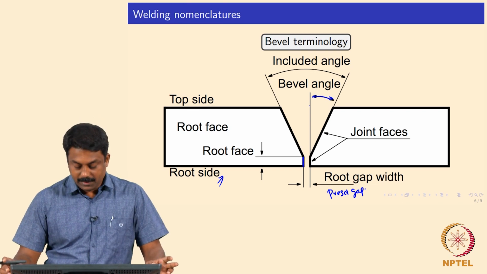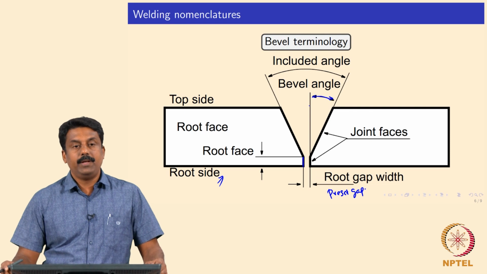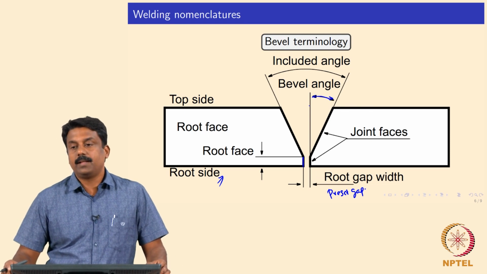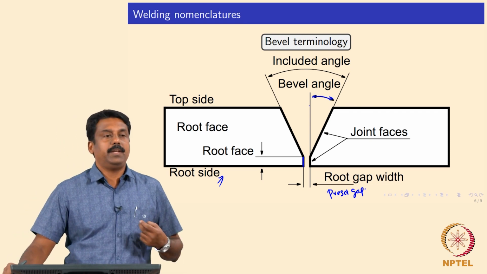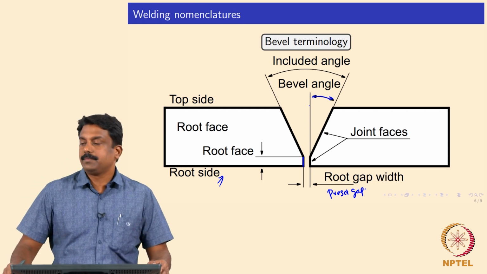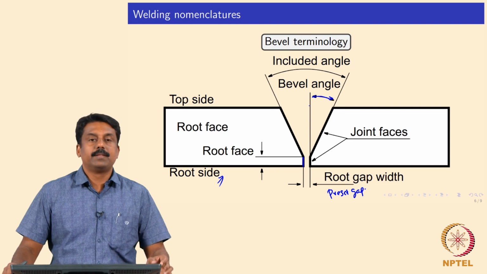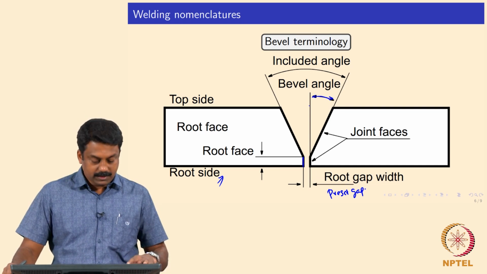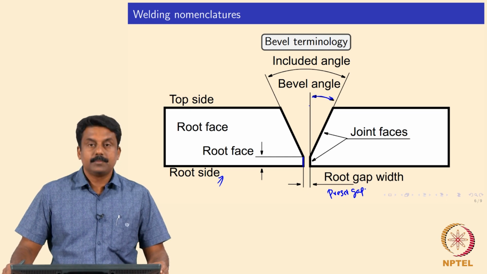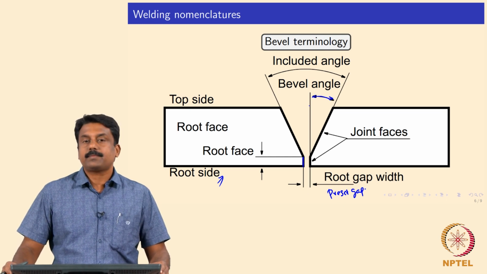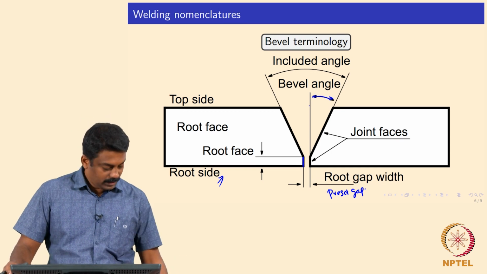When you are welding thicker sections, the root pass we always do in GTAW, and the remaining can be GMAW or FCAW or SMAW, because GTAW gives very controlled depositions, right? It's clear? So this is the root side and top side. Any questions? Yes or no? Okay, move on.